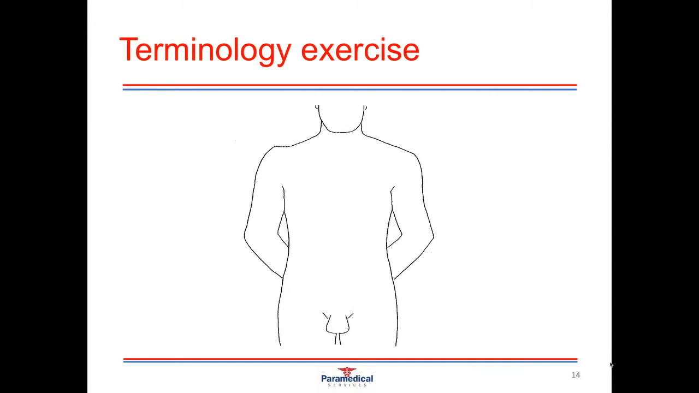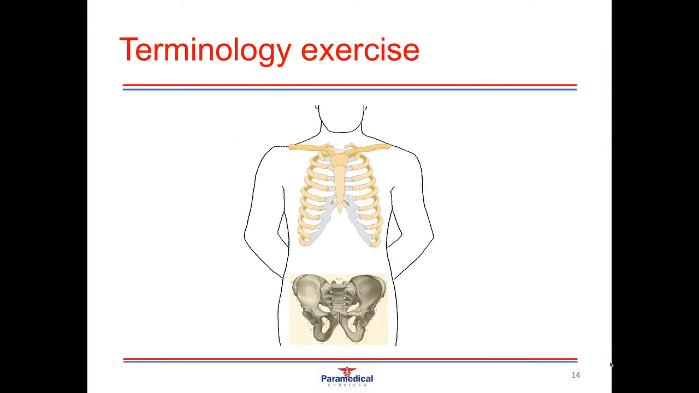So we're going to walk through a few terminology exercises together. We're going to make use of not just the lines that we've spoken about in the chest and the abdomen, but also some of the underlying structures such as the rib cage, the clavicles, and the pelvis, because we can also use bones to help us describe the location of where something is.